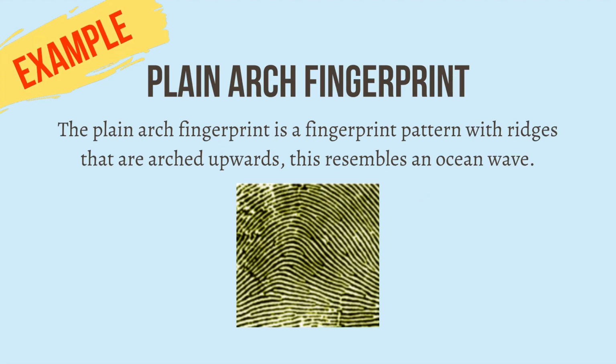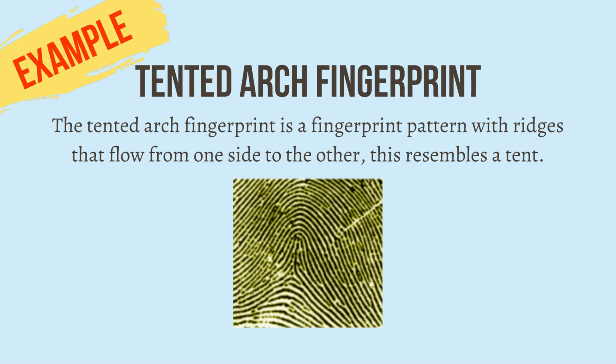For example, plain arch fingerprint. The plain arch fingerprint is a fingerprint pattern with ridges that are arched upwards. This resembles an ocean wave. A tented arch fingerprint. The tented arch fingerprint is a fingerprint pattern with ridges that flow from one side to the other. This resembles a tent.